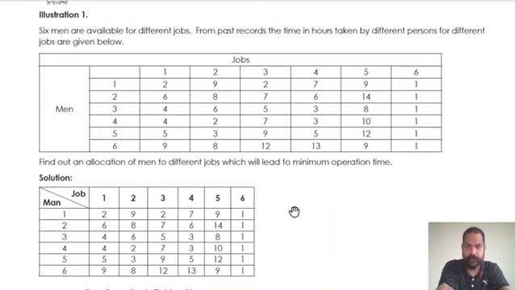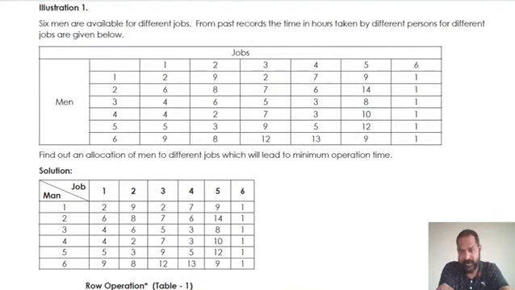What does the question say? Well, the question says that 6 men are available for different jobs. Fantastic. How many jobs is not told to you, but there are 6 men is all that is told to you. From past record, the time in hours, very important. These are the parts that you are going to pay attention to. The time in hours taken by different persons for different jobs is given below. So the time that every person takes to do a certain job is told to you.